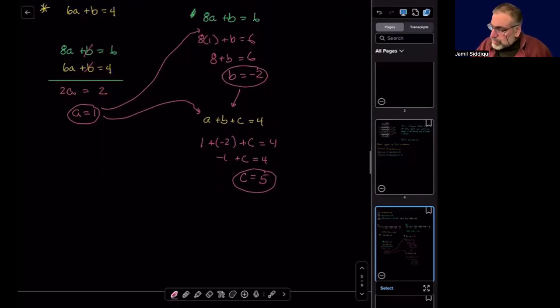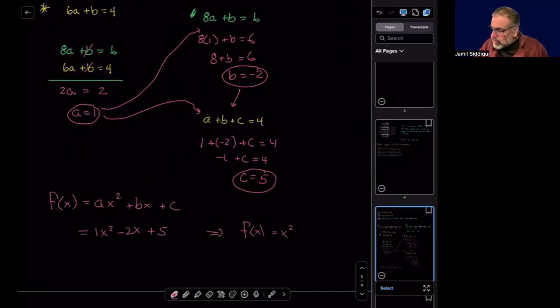What does that tell us? Well, we started this by saying that f of x was equal to ax squared plus bx plus c. We now know that a is 1, that b is negative 2, and that c is 5. So our final explicit equation is x squared minus 2x plus 5.